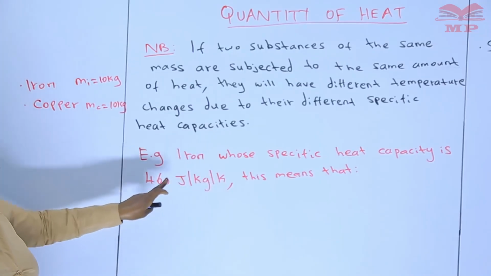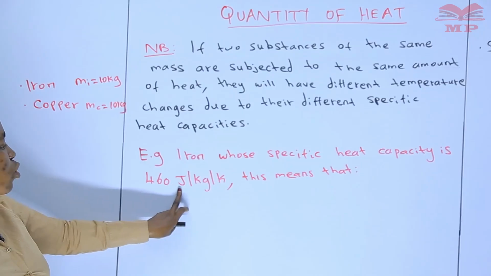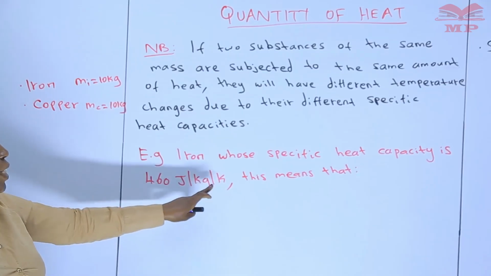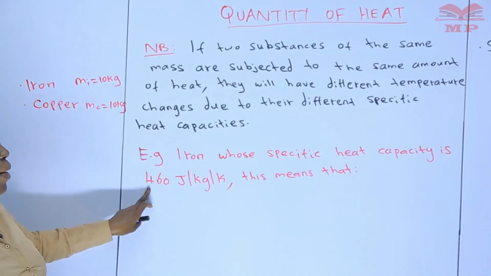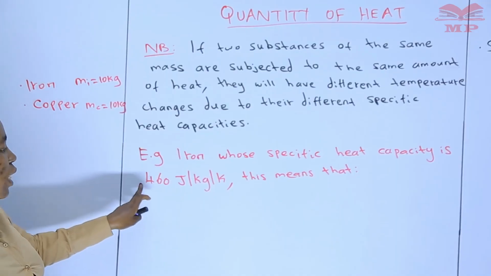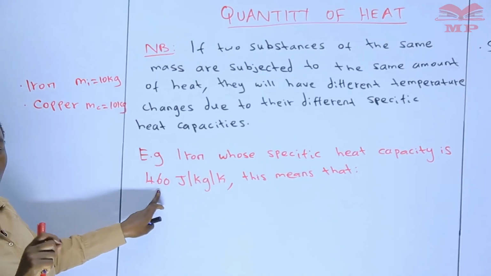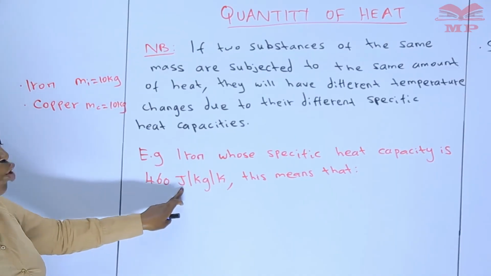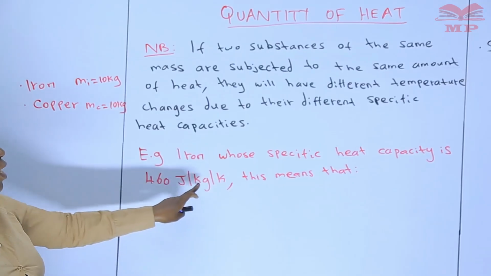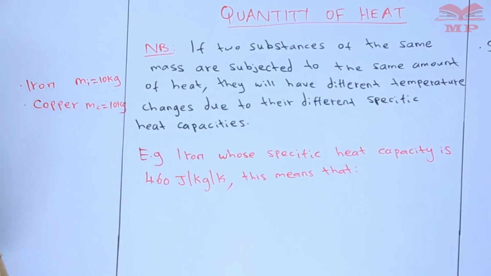So iron whose specific heat capacity is 460 joules per kilogram per Kelvin means that, when we supply heat to 1 kilogram of iron, it will take in or give out 460 joules. That is the heat for a temperature change of 1 Kelvin. So we can say that 1 kilogram of iron would give out or take in 460 joules of heat when the temperature changes by 1 Kelvin.